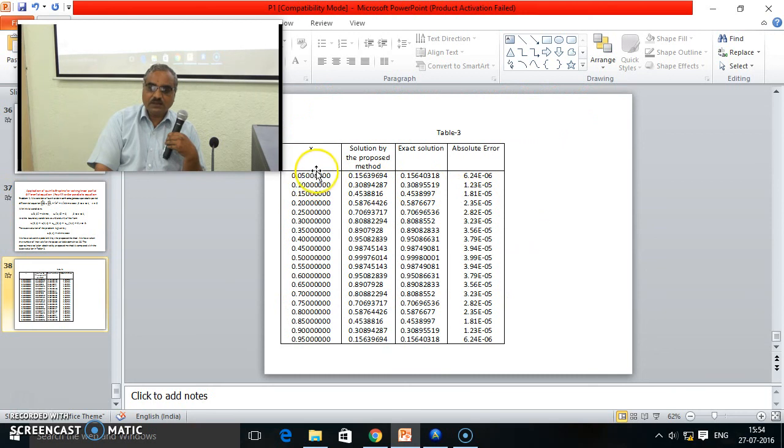and here we have shown the results where the first column indicates the value of x, second the solution by the proposed method, third the exact solution, and the last column shows the absolute error. So here we have seen the absolute error is e to the power minus 0.5, which is similar to the exact solution. Thank you.